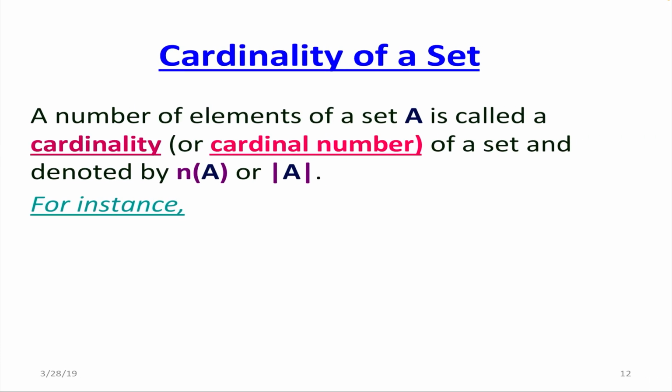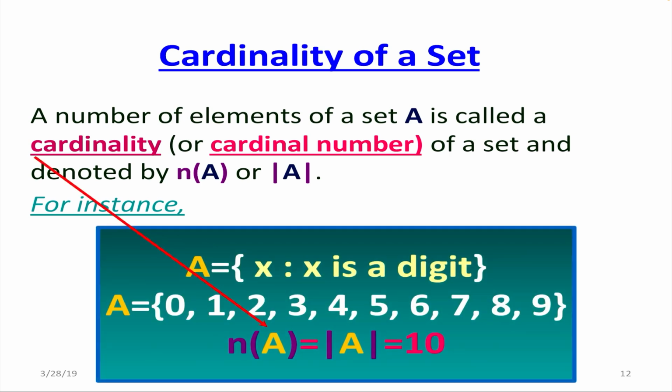Alright, let's talk about cardinality of a set. By definition, the number of elements of a set A is called its cardinality or cardinal number. Sometimes it's also called the power of a set, and is denoted by n of A or vertical bar of A.